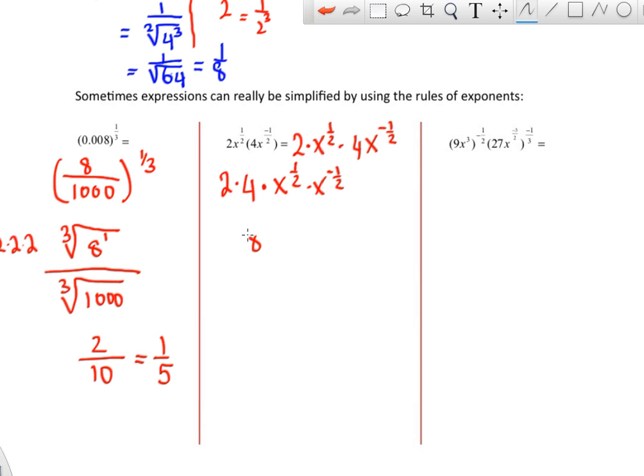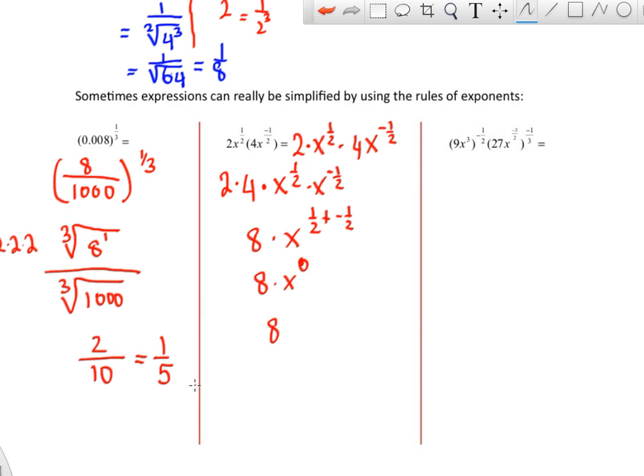2 times 4 is 8. When you have like bases, which you do, you can add the exponents. So what is a half plus a negative 1/2? Well, that's 0. This is 8 times x to the power of 0, and anything to the power of 0 is 1. So this is just 8. Okay, so that one wasn't too bad.